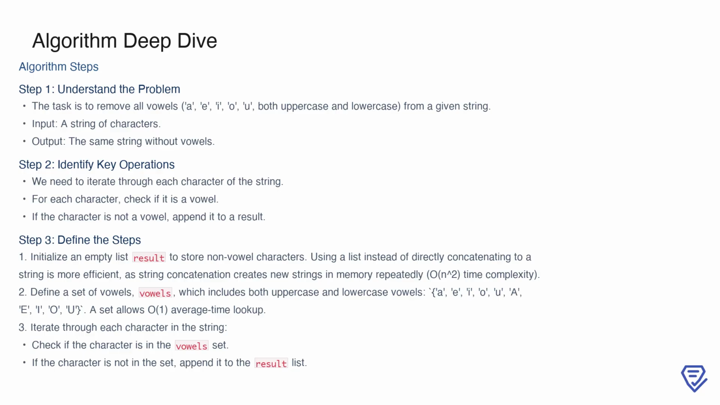First, we initialize an empty list called result to store the characters that are not vowels. Using a list for this purpose is crucial because appending to a list is more efficient than directly concatenating strings, which can be costly in terms of memory and performance. Next, we define a set of vowels containing both uppercase and lowercase variants, such as a, e, and so on. Sets are particularly useful here because they allow for quick constant time lookup. Finally, we iterate through each character in the string, check if it belongs to the vowel set, and if not, we add it to our result list. These are the foundational steps of our algorithm.